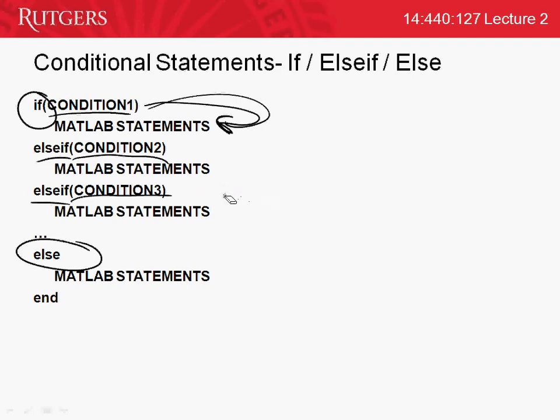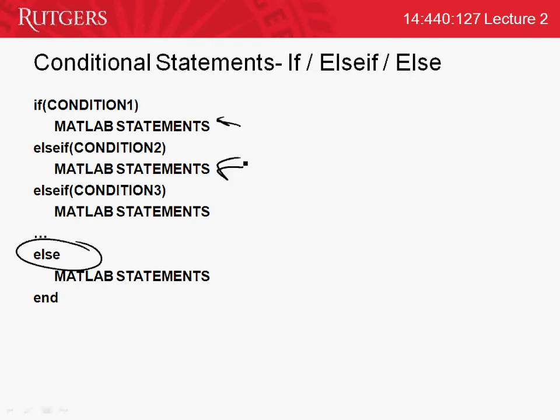Okay, so in MATLAB we'll go through, say, is condition 1 true? If so, do this first set. Is condition 2 true? If so, do the second set. Is condition 3 true? If so, do this. And if we go through all the conditions and none of them are true, we'll get to the else. And the else will execute.